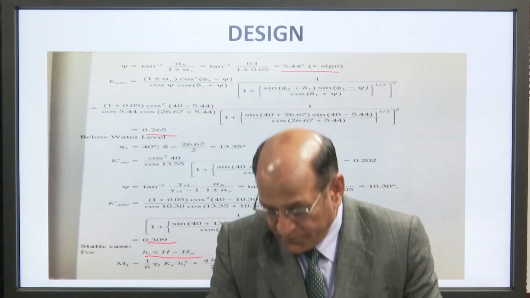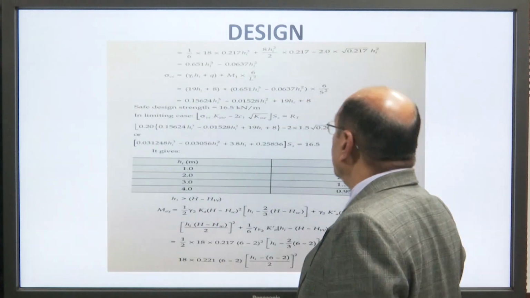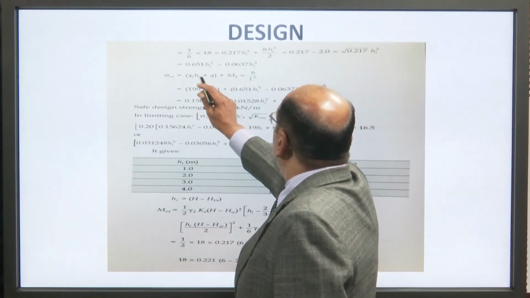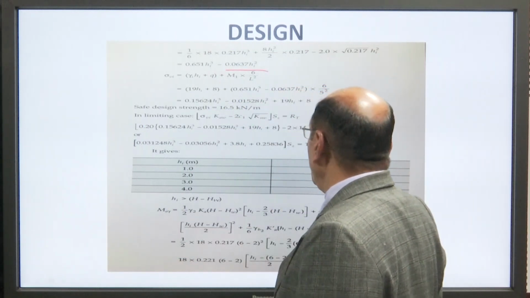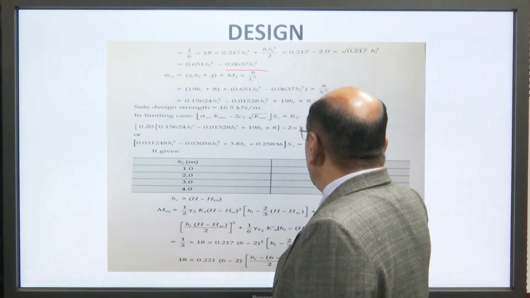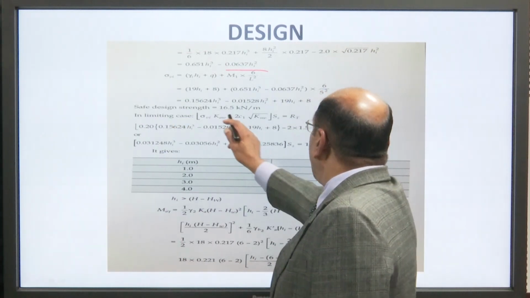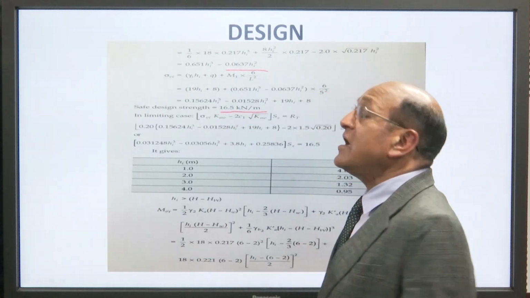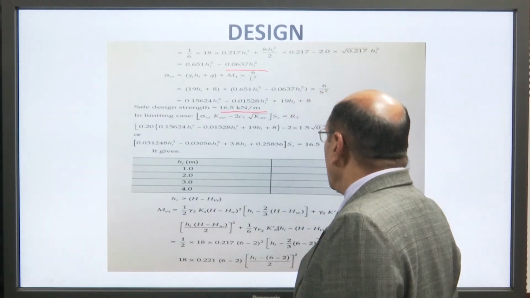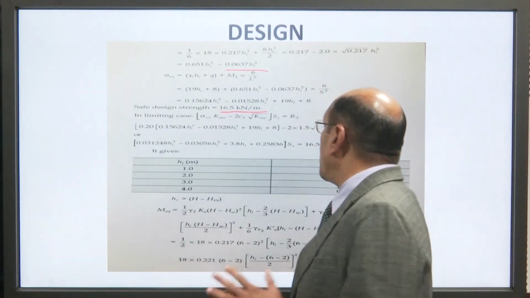In a static case, we can see these are the static conditions. So we can calculate this one by putting the value of different parameters in the equation. For the safe design, that should be 16.5. It is given in the question.